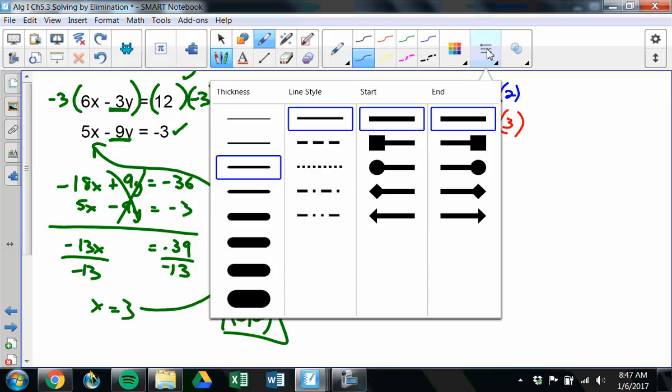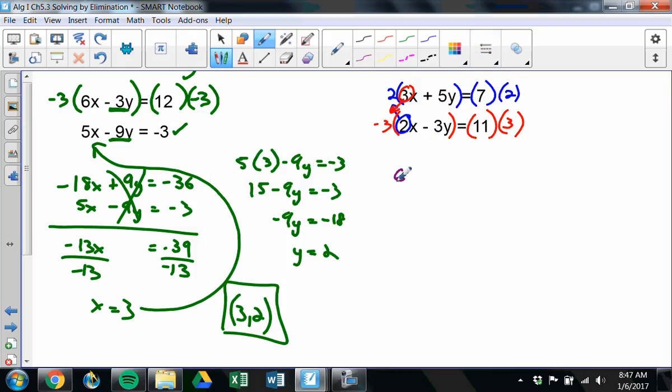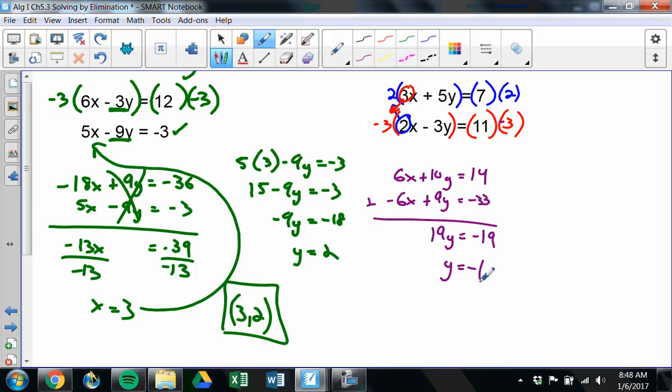And I'll pick a whole new color. And so I now have 6x plus 10y equals 14 on top. Negative 6x plus 9y equals negative 33 on the bottom, because remember that was a negative 3. I add these up and I have 19y equals negative 19, which means that y equals negative 1.